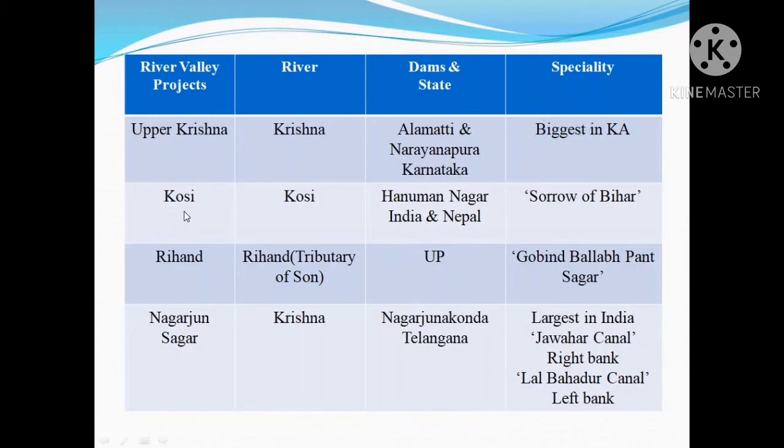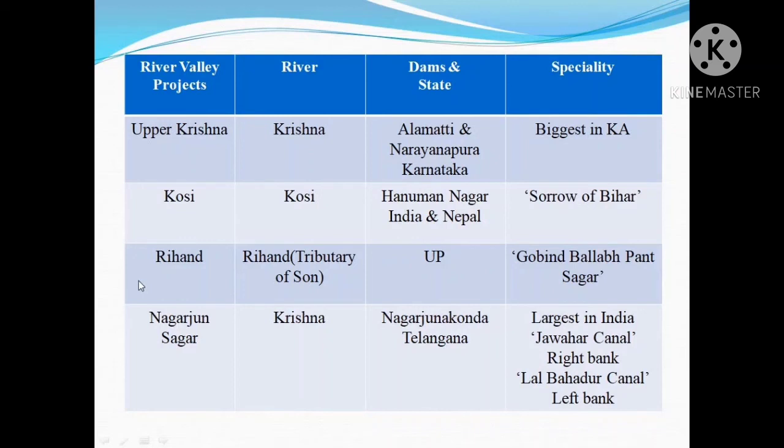Next one, Kosi River Valley project. So it is an international project. Yeah, across the river Kosi at Hanuman Nagar in the border of India and Nepal. It is a joint venture of India and Nepal. Whatever electricity is produced here, 50% we have to give to Nepal. And this Kosi is called the Sorrow of Bihar. In Bihar it is creating destruction. Sorrow of Bengal, Damodar; Sorrow of Odisha, Mahanadi; Sorrow of Bihar, Kosi.